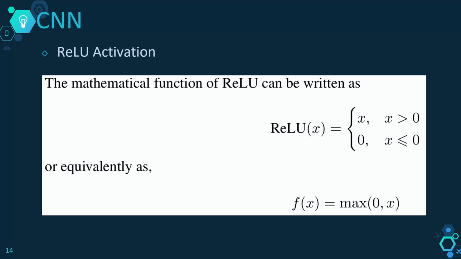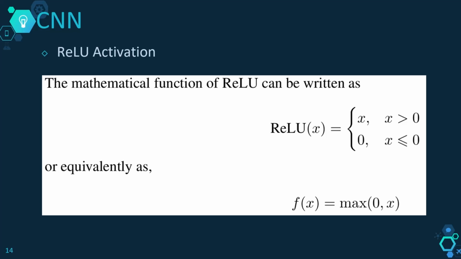Next, let's take a look at the ReLU, or rectified linear unit, activation. The mathematical function of ReLU is very simple. We have input and output. For input x, we let it go through the activation function. If input is greater than 0, then output is just x. But when it is equal to or smaller than 0, then output is 0.